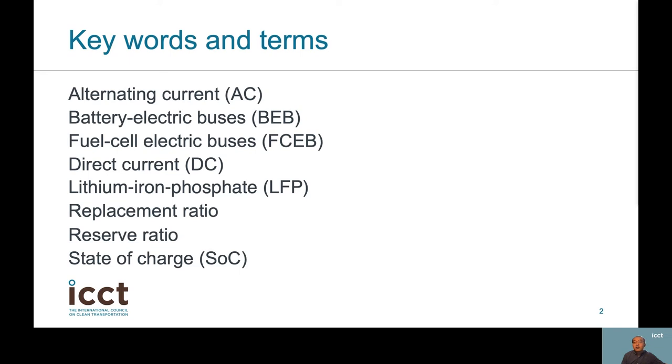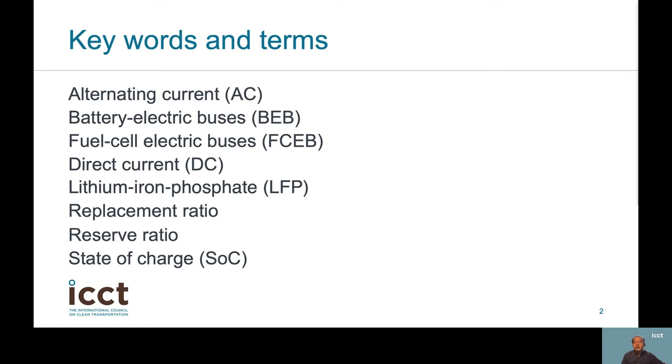Replacement ratio is an important metric when planning for zero-emission bus technologies. It refers to the number of zero-emission buses needed to provide the same level of service as an existing internal combustion engine bus. Reserve ratio is the minimum amount of energy that batteries need to store and set aside to prevent damage and to maintain their warranty. This amount of energy is not available for powering buses.